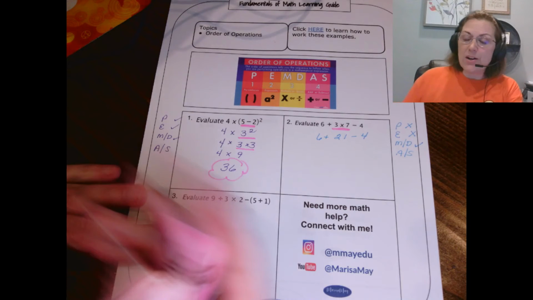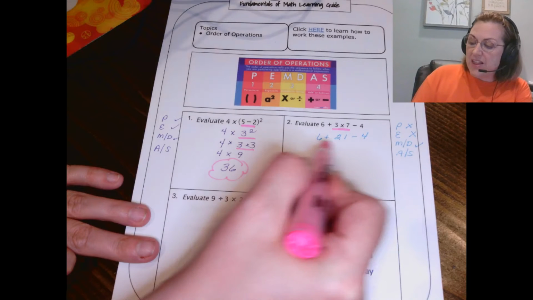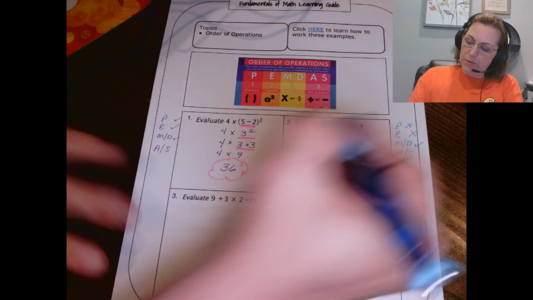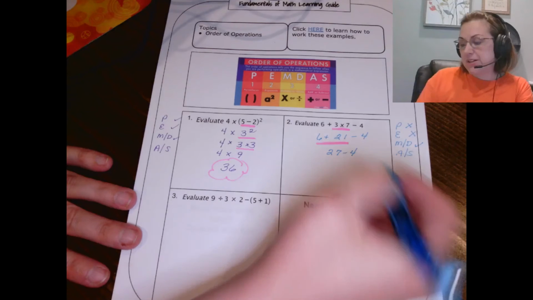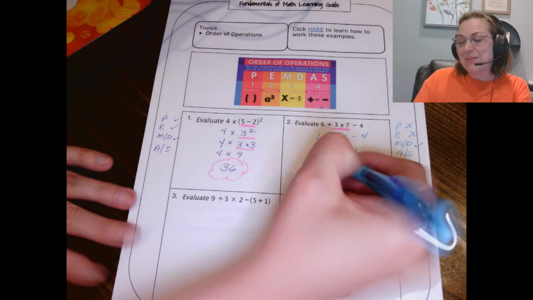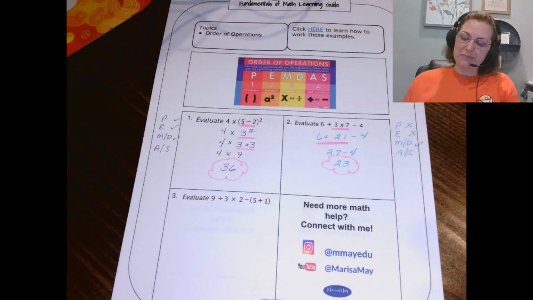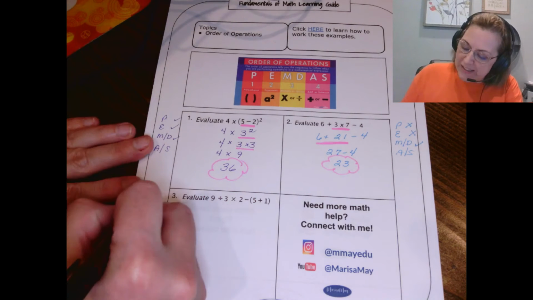Next, we add or subtract in order from left to right. That means we start over here on the left, and the first add or subtract we come to, that's what we do. So 6 plus 21 would give me 27. And then 27 minus 4 would give me 23 here as my answer. All right, one more example just to make sure we're clear.